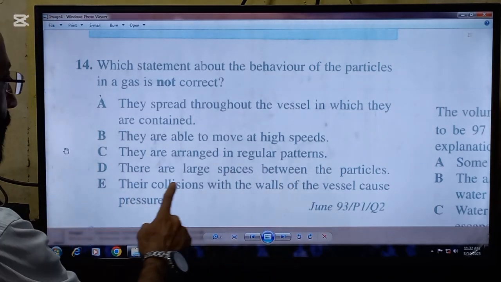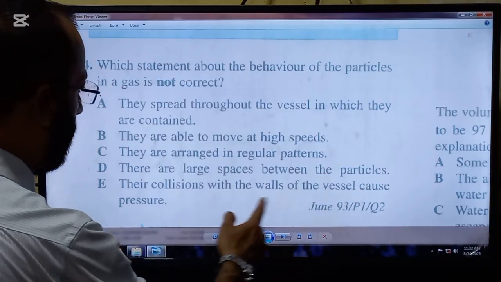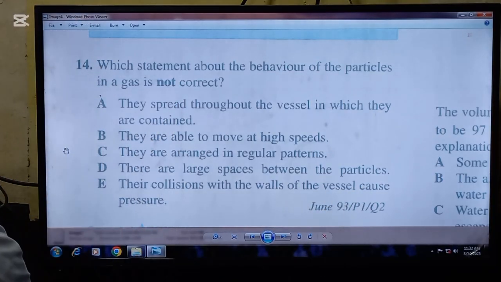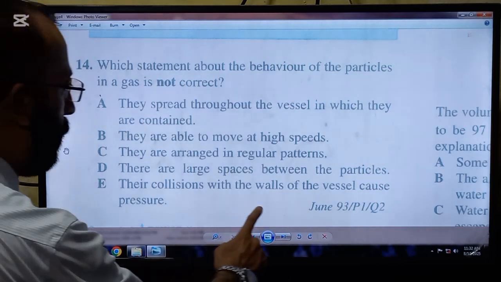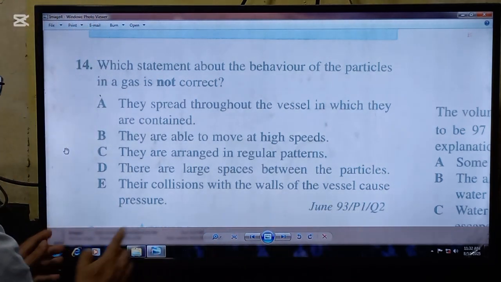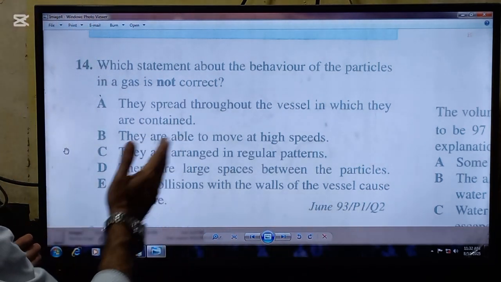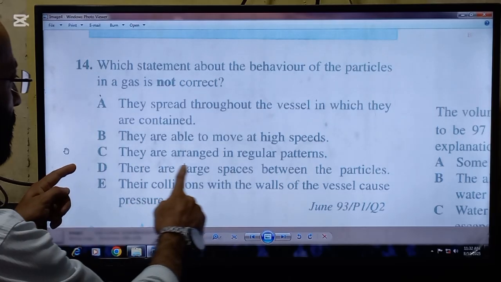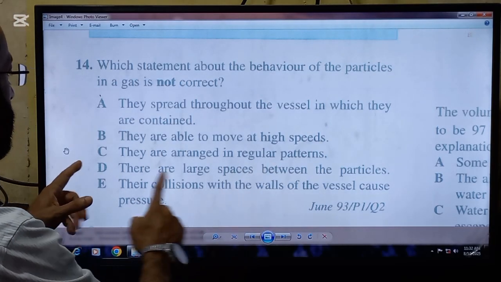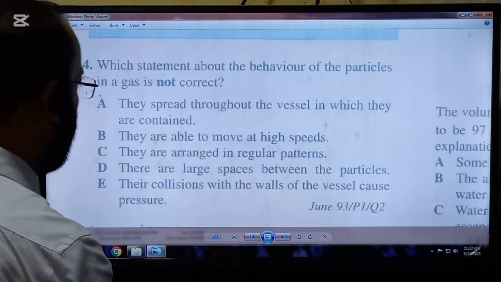D option is there are large spaces between the particles. So this is also true for the behavior of the particles in a gas. And E option is their collisions with the walls of the vessel cause pressure. So this is also true for the behavior of the gas. So C part is not true. So C must be the answer.